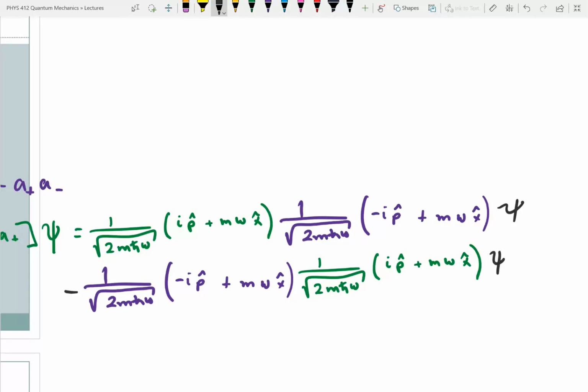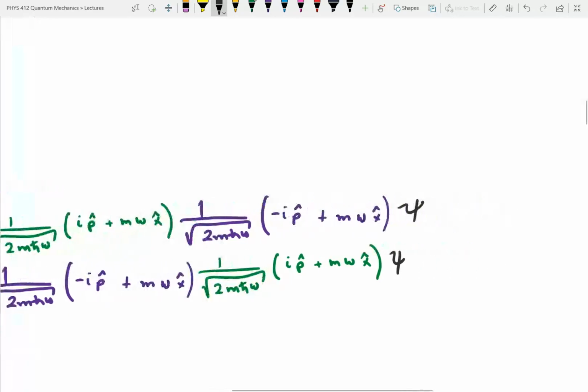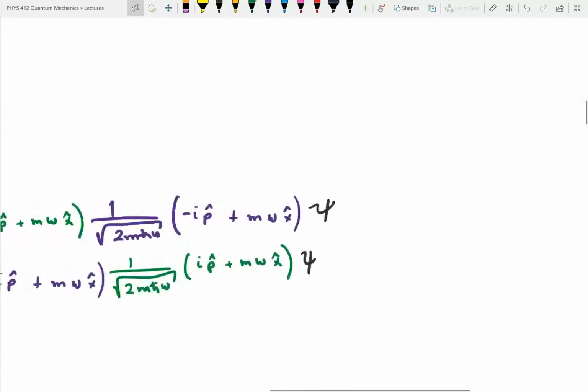So that's a correct writing of it. The astute person probably would not have written it out the way I did, though. Why? Because we've already determined what the commutator is between P and X. So the astute person would have gone to a different way of doing this entirely.